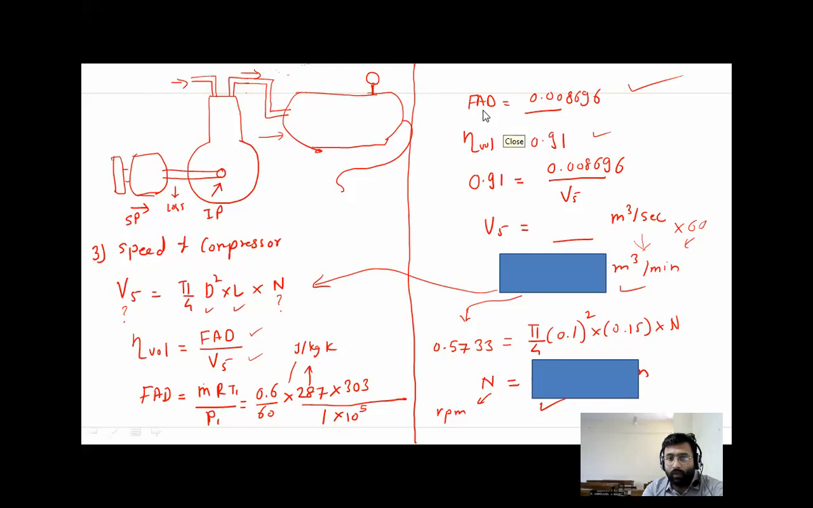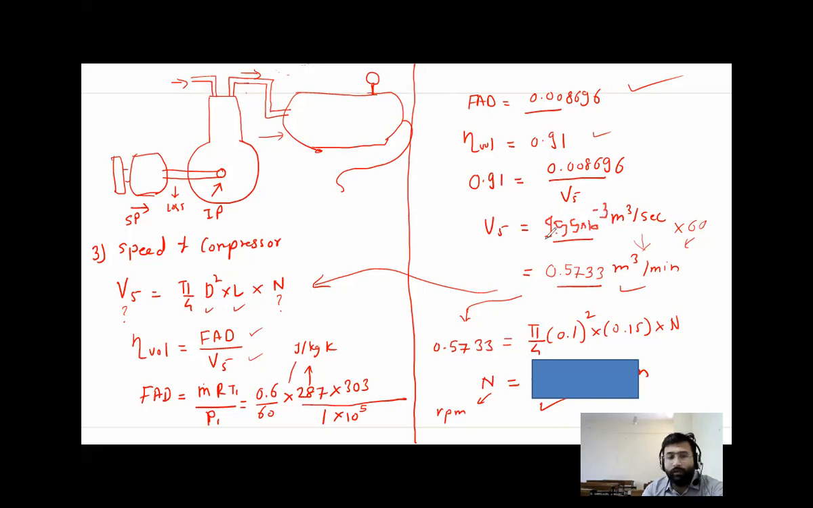Okay, Akanksha Jadhav, good. Now calculate Vs. It comes out to be 0.5733. Is it correct? No, sorry. Calculate in meter cube per second. How much did you get? 9.55 into 10 to the power minus 3. Okay.